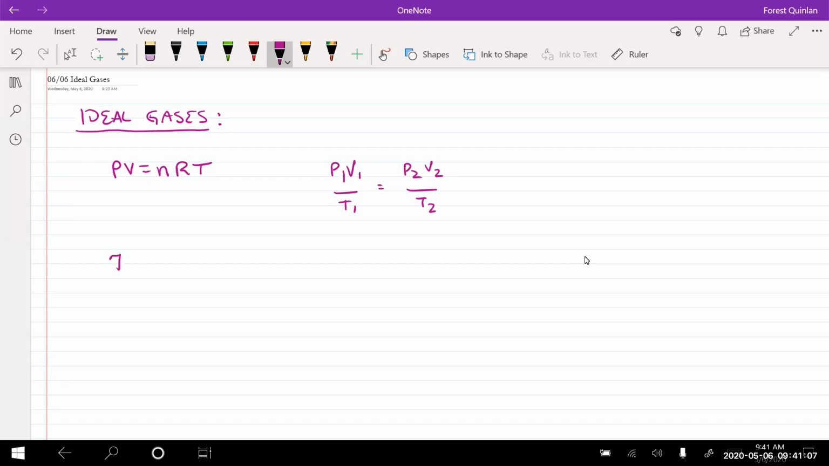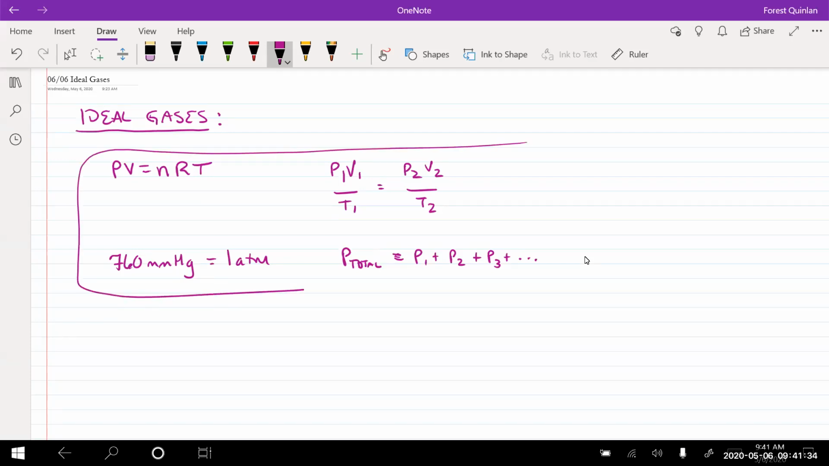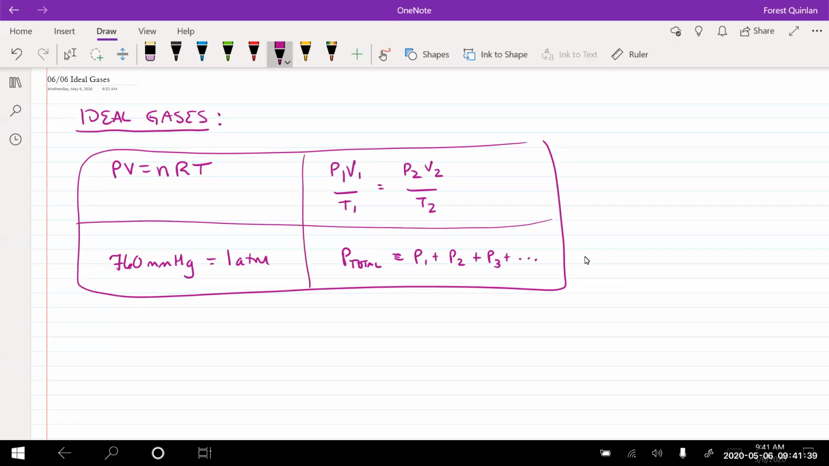You need to know that 760 millimeters of mercury is equal to 1 atmosphere, and that the total pressure is equal to the sum of all the other pressures. These 4 things right here will get you through every problem that I'm going to give you on the exam. All 4 equations, all in one spot.